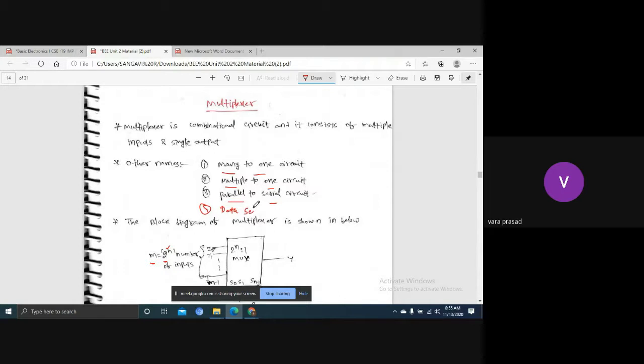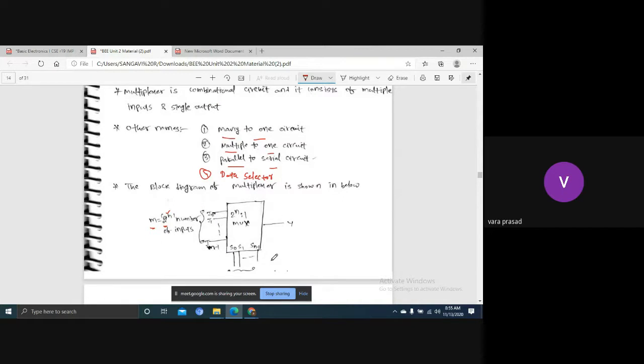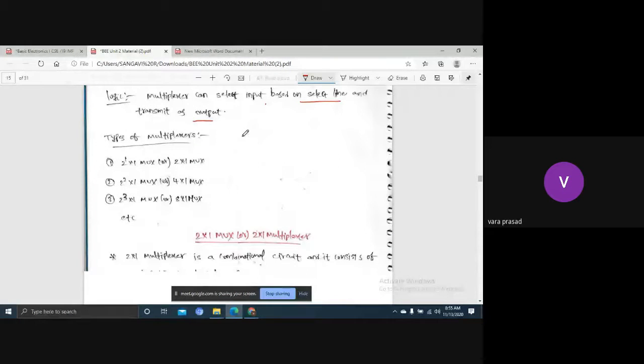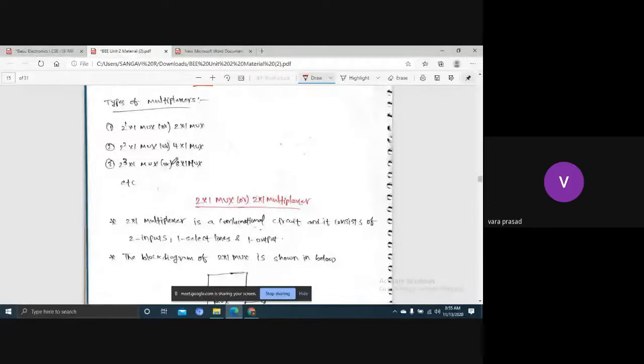This data is selected based on the select lines. Examples: 2 to 1, 4 to 1 or 8 to 1 mux. 2 is 2 power 1: 2 inputs, 1 output, 1 select line. 4 to 1 is 2 square: 4 inputs, 1 output and 2 select lines. 8 to 1 mux is 2 cube: 8 inputs, 1 output and 3 select lines.